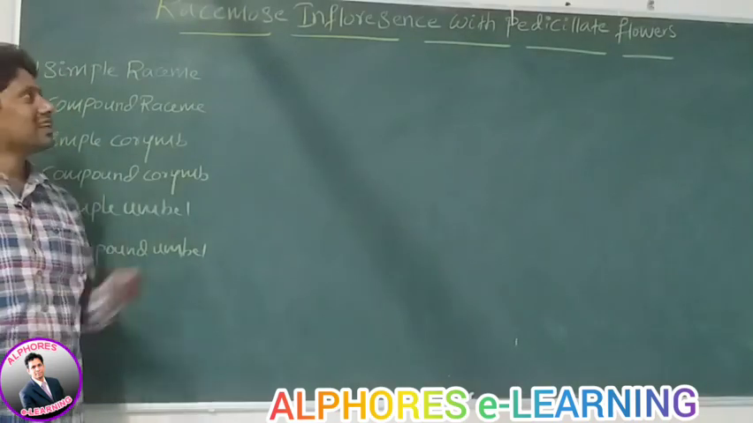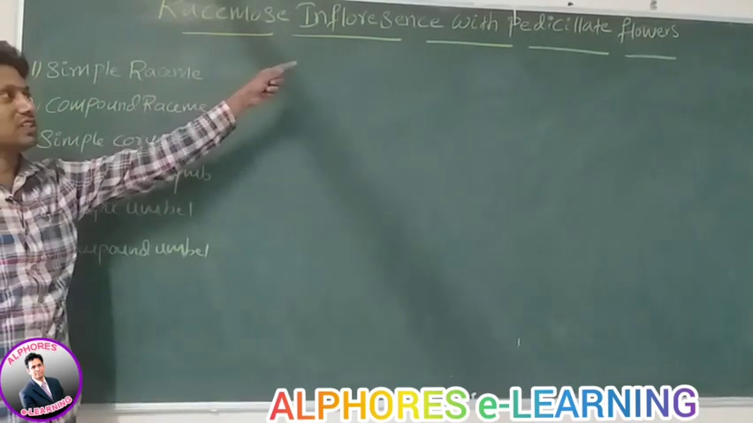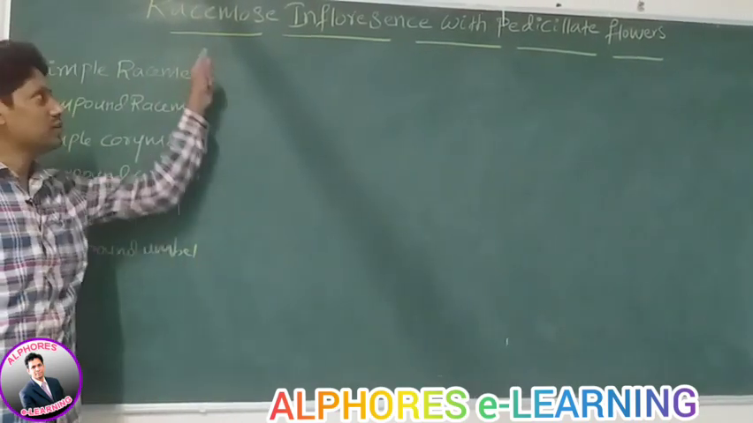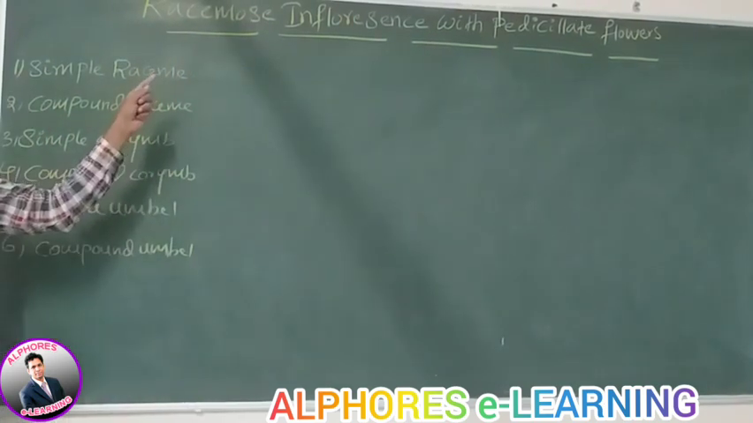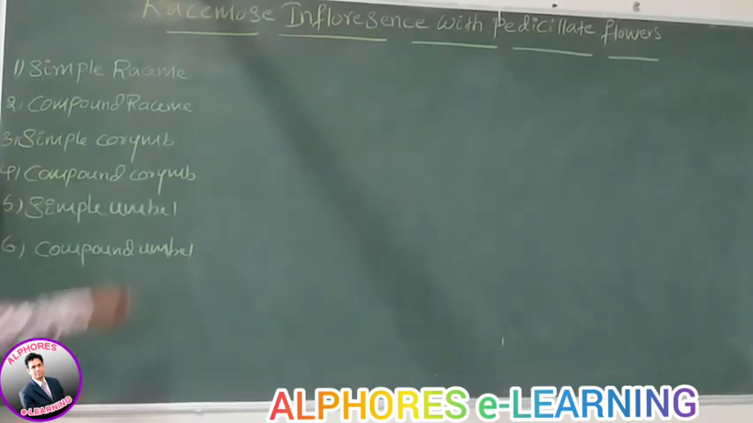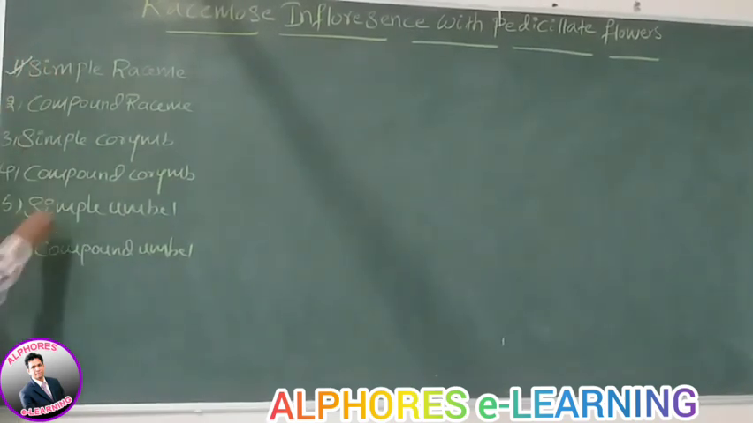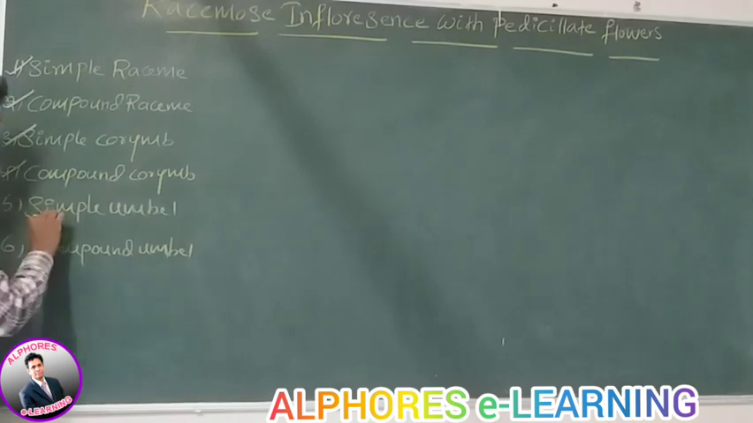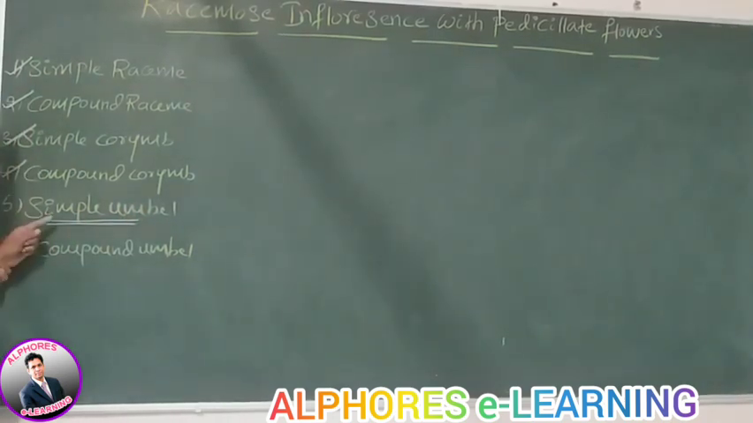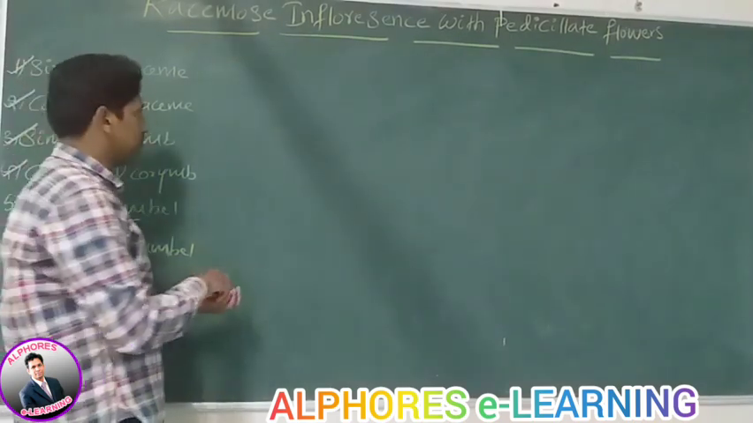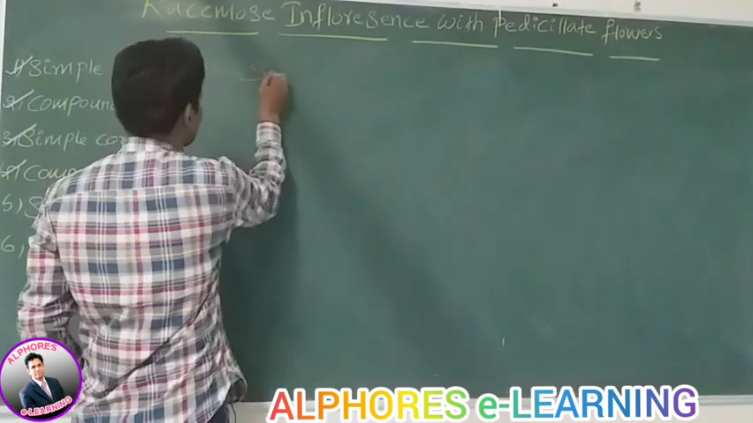Friends, we are discussing racemose inflorescence with pedicellate flowers. In this racemose inflorescence with pedicellate flowers, we completed simple raceme, compound raceme, simple corymb, compound corymb. Okay, now we are going for the next one. What is a simple umbel? Go for simple umbel.